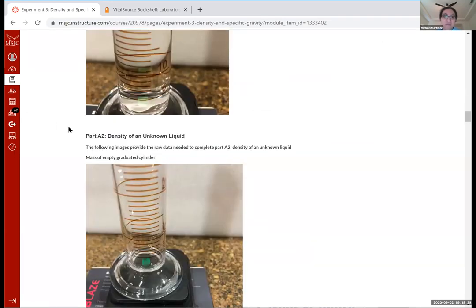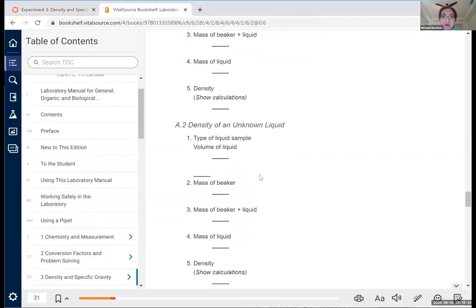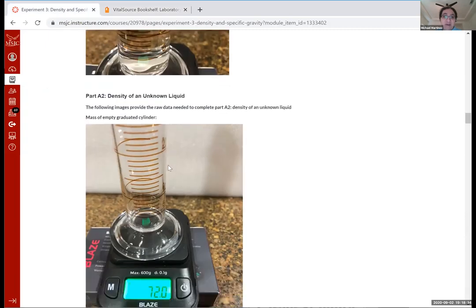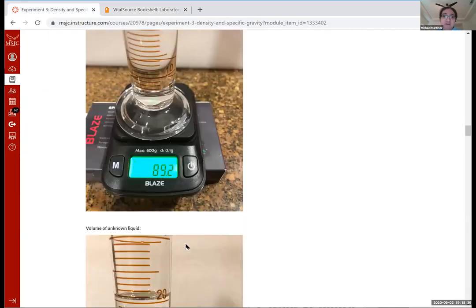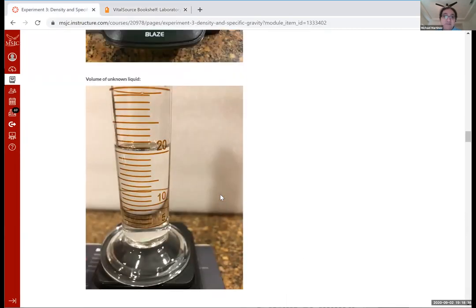So for example, for part A2, when you're dealing with an unknown liquid, we go to part A2 and I have all the data provided for you to complete part A2. And there's a title above each picture that tells you what you're seeing in this picture.